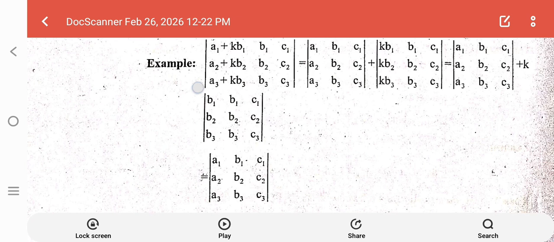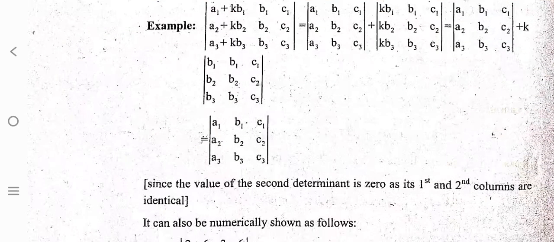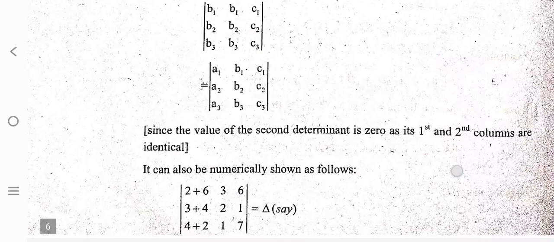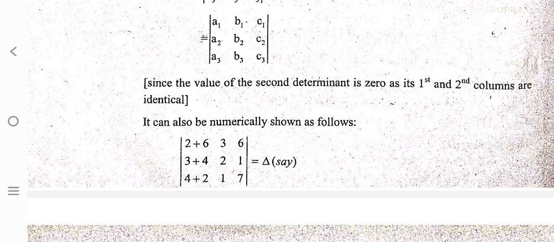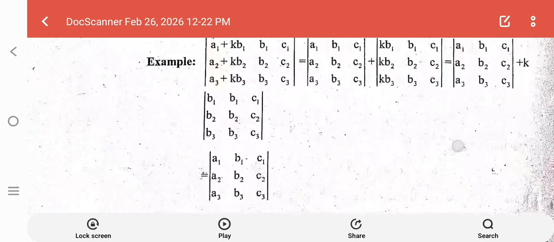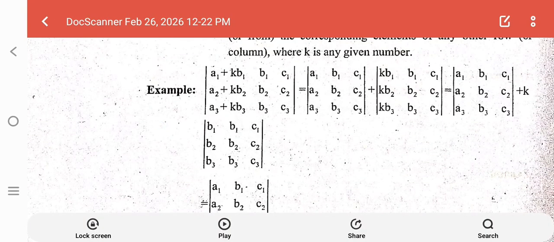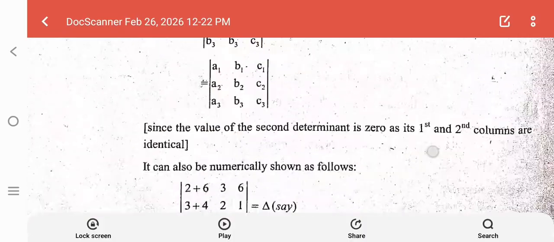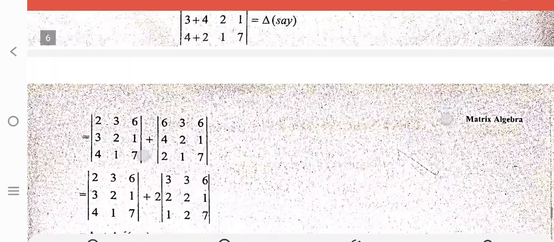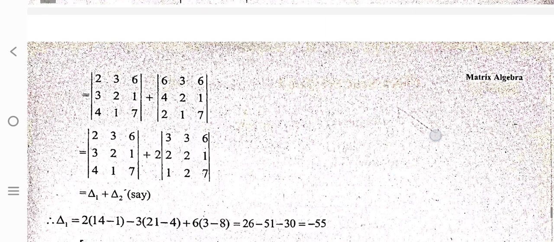We take k common here, which equals this determinant, right? Why? Because here the first column and second column are identical, so the value will be 0 and just this remaining term is left. Since the value of the second determinant is 0 as its first and second columns are identical, the remaining determinant is this. Numerically, if we say this is delta, we can also write this determinant as the sum of two determinants, right?